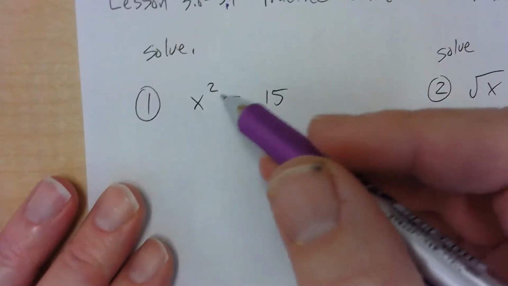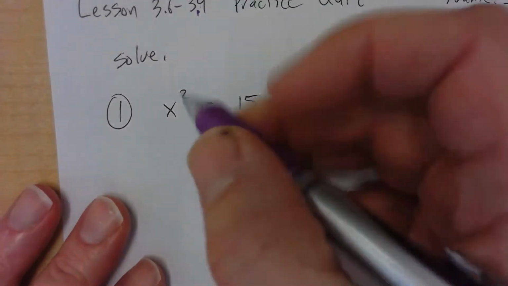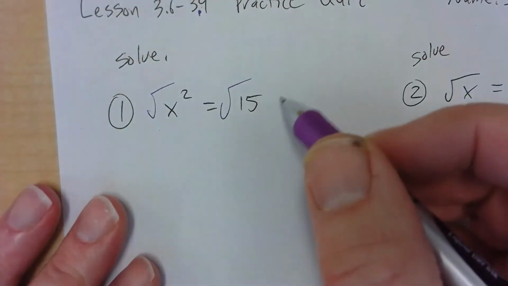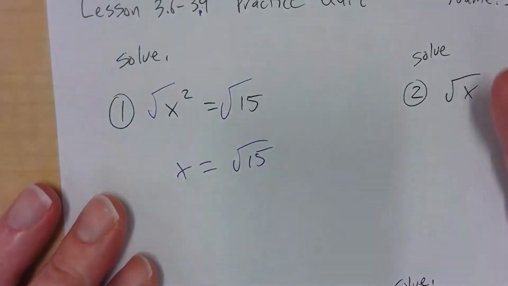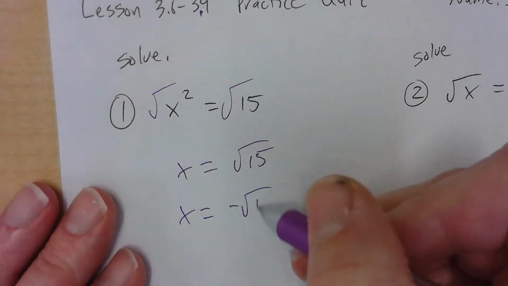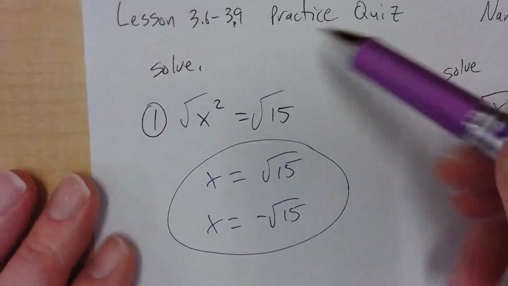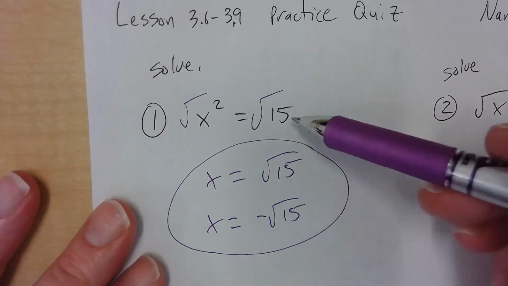So the opposite of squaring is to take the square root. So I'm going to take the square root of each side of the equation. But I also have to remember that the answer is not just the square root of 15, which is some decimal. I also have to consider negative the square root of 15. So when you square a number, it can be positive or negative to get your answer.